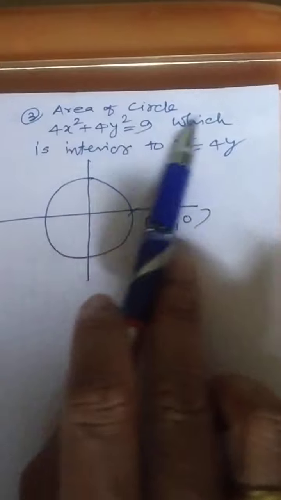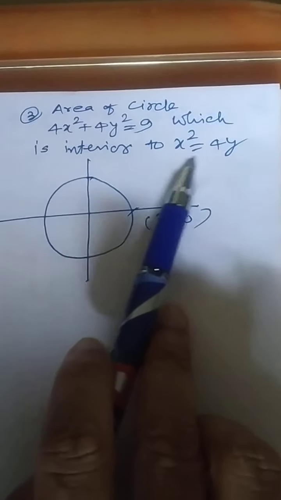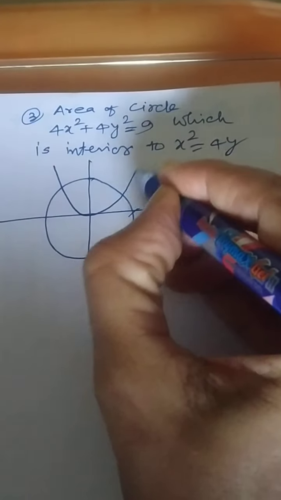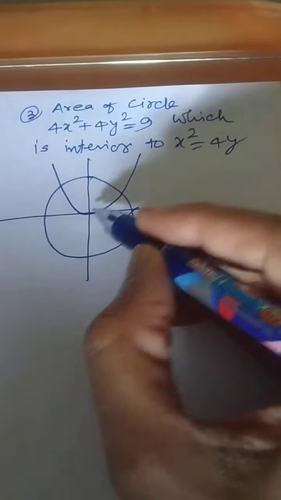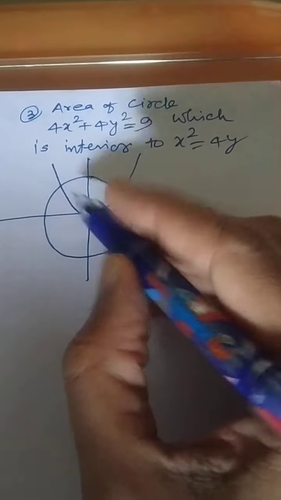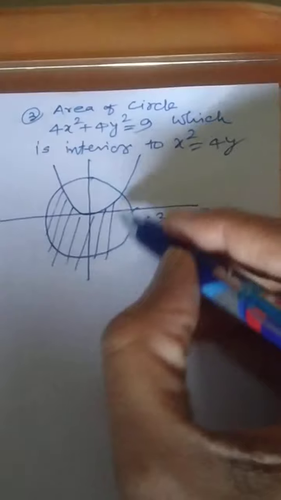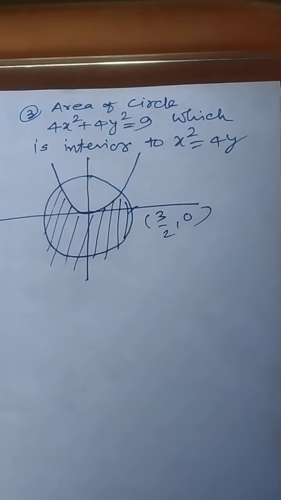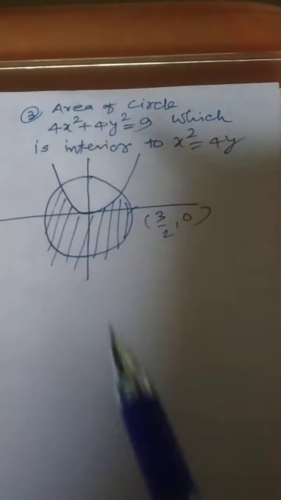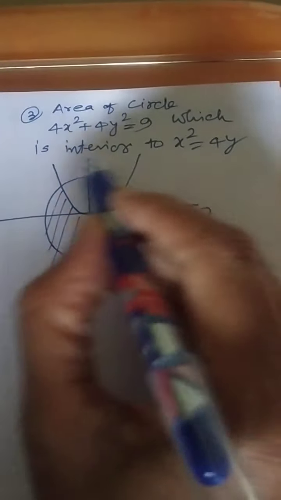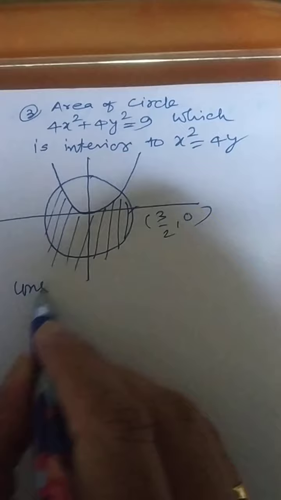Listen now carefully. Area of the circle which is exterior of this parabola. As usual, this parabola is open upward. Exterior means this portion is called the interior. Exterior portion means this. You want to get this area. Area of circle which is exterior, interior. So if it is asked exterior, then you will be getting this one. Then that also I will do. Now interior means the unshaded portion, I should say.